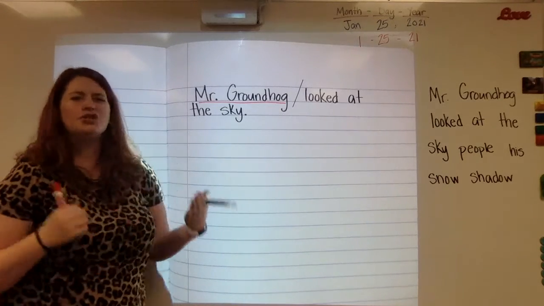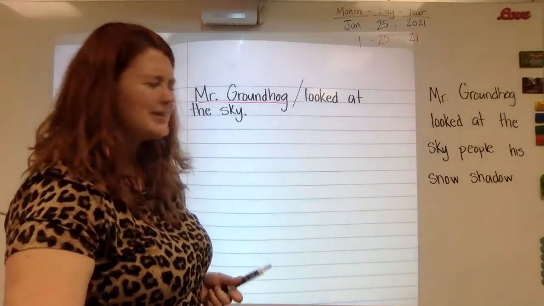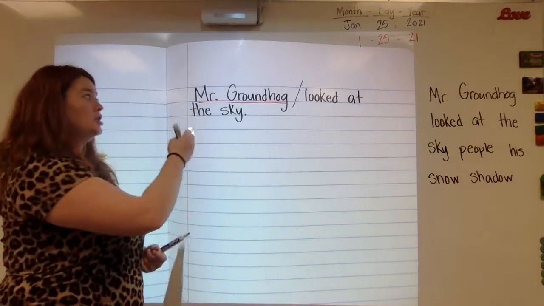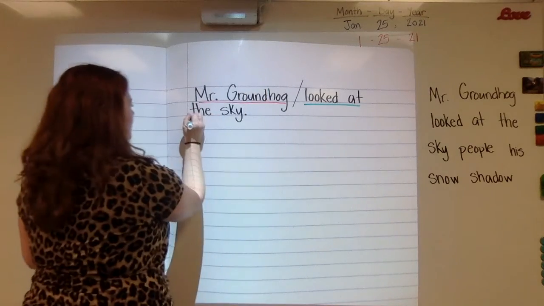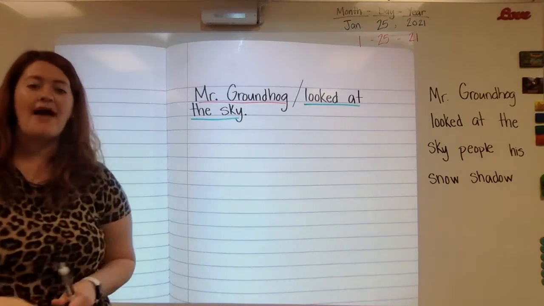Well, what is Mr. Groundhog doing? What's the predicate then? Well, it tells me he looked at the sky. So that is my predicate. I'm going to underline that with green.